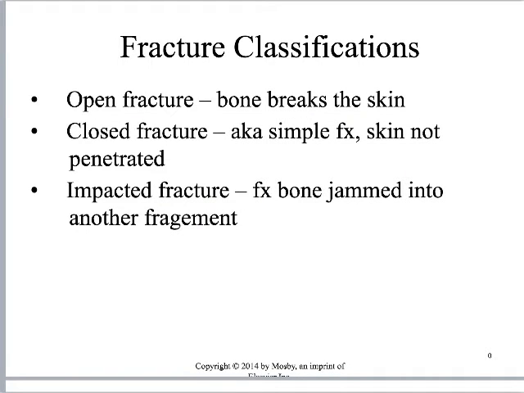So the fracture classifications that are helpful to know on page 385: an open fracture is any fracture where the bone breaks the skin. I always think about those martial arts movies where they kick someone and the bone bursts out of the skin. I mean, that's what it looks like, right? Closed fracture, sometimes called a simple fracture, the skin's not penetrated by the bone. And then impact fracture, the bone's jammed into another fragment. We'll look at some examples of that here in just a minute.